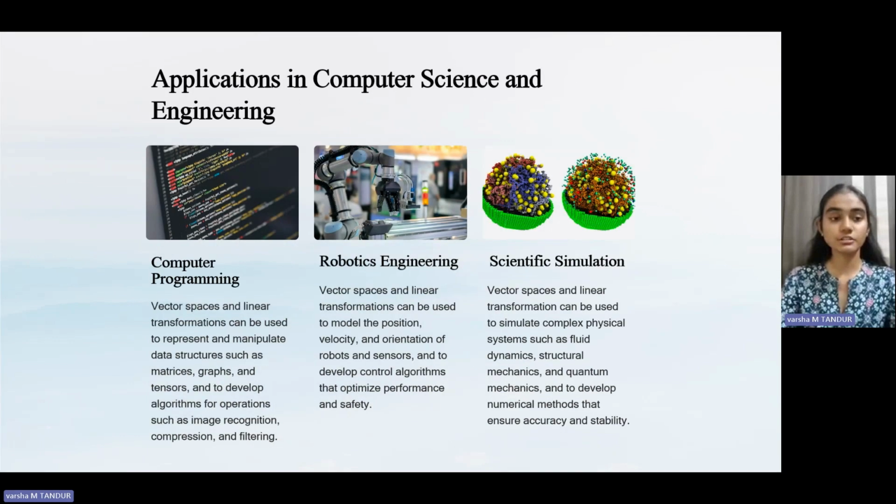Now for the applications, how the concept of vector space and linear transformation are made use in real life. Vector space and linear transformation find its applications in three areas: in computer programming, robotics engineering, and scientific simulation. In computer programming, the vector spaces and linear transformation can be used to represent and manipulate data structures such as matrices, graphs, and tensors, and to develop algorithms for operations such as image recognition, compression, and filtering.